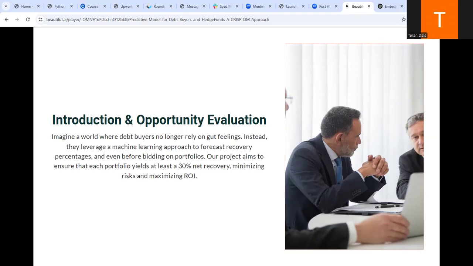Complex patterns, and this is what I touched upon just before. Recovery rates aren't determined by a single factor. They depend on a blend of borrower demographics, specific debt details, and external economic indicators, and machine learning excels in uncovering these subtle nonlinear relationships that traditional methods often miss altogether. That's key, and that's why it makes this an exceptional project.